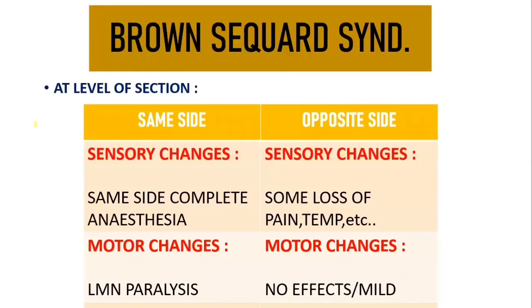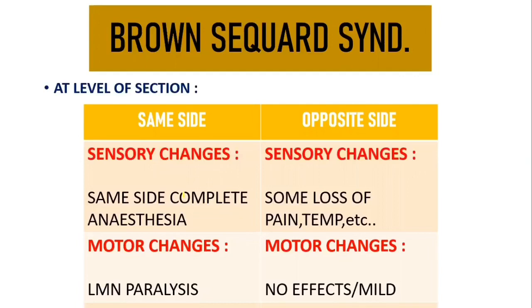So at the level of section, what are the same side consequences? What is the definition? Sensory and the motor changes. So I must discuss both the sensory changes and the motor changes. Sensory changes, same side, complete anesthesia. So at the level of section, what are the symptoms seen? Same side, complete anesthesia. Whatever sensation is given at that particular site is completely lost.